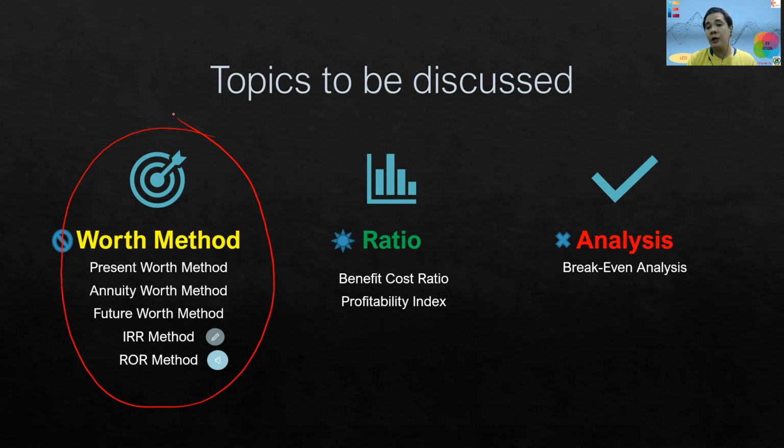The worth method is broken down into 5 different subtopics. Number 1 is the present worth method. Number 2 is the annuity worth method. Number 3 is the future worth method. Number 4 is the IRR method. And lastly is the ROR method.